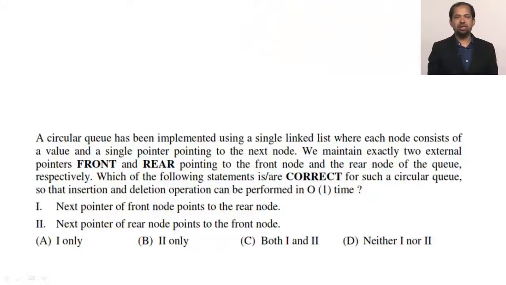Now in this particular question, we are given a circular queue that has been implemented using a linked list where each node consists of a value and a single pointer pointing to the next node. We maintain exactly 2 pointers, front and rear, pointing to the front of the queue and the rear of the queue. Which of the following statements are correct for a circular queue, so that insertion and deletion can be performed in order of one time? Next pointer of front node points to the rear node, and next pointer of rear node points to the front node. So it's a circular node.